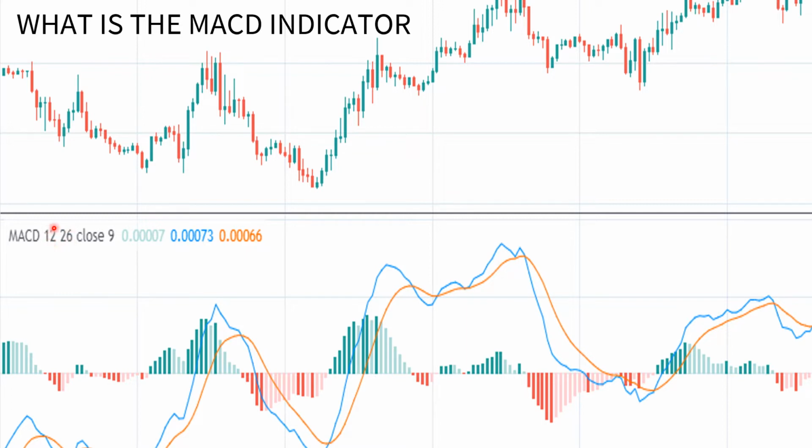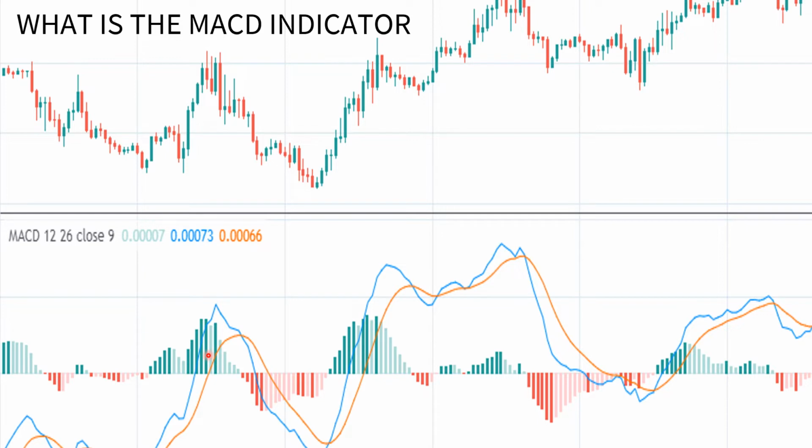What's important to know is that the difference between these two exponential moving averages creates the MACD line, which is the blue line. And then you have another number, which is the third one, which is the 9. And this represents that 9 periods of the MACD line will be exponentially smoothed out. And this creates a signal line. So the orange line here is the signal line.